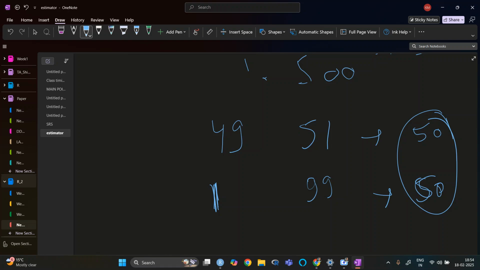Now if I have a sample, we want it to have minimum variability. Why exactly? If I have a sample which has a lot of variability, then defining it, or understanding anything from it, will be tough.